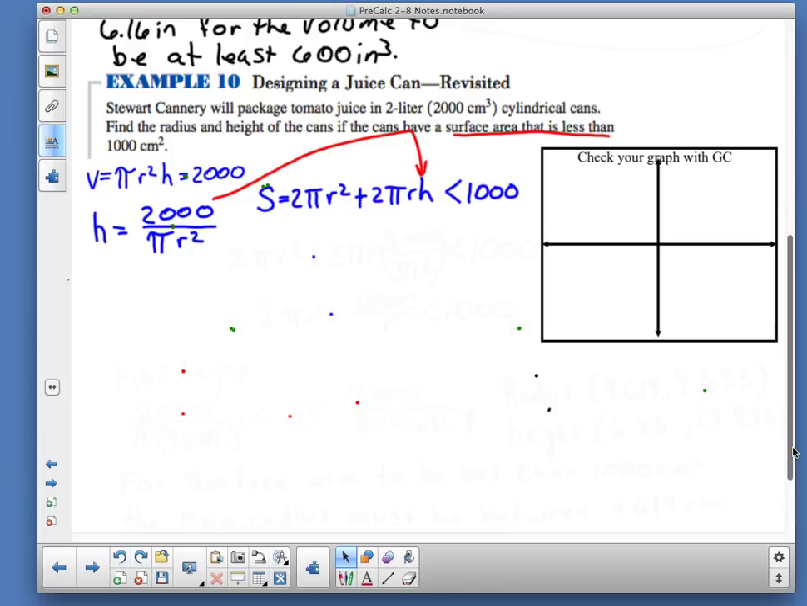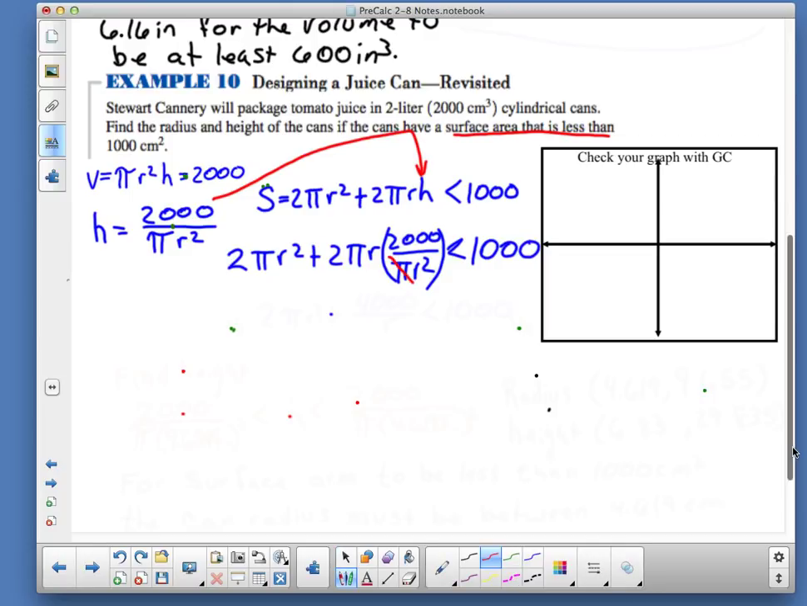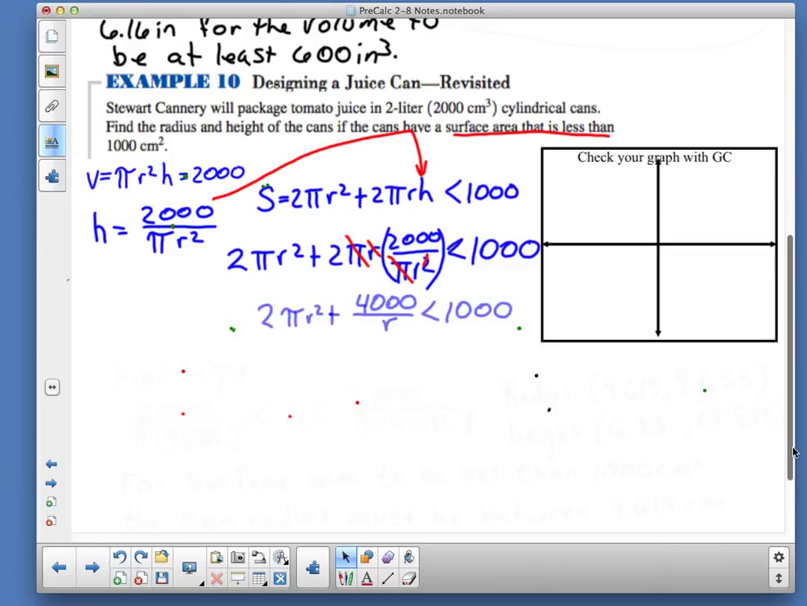Now, with all the restrictions that I've got going on, I've got this happening. And just like we did, was it 2 days ago, I think it was, I have my pi's knock out. This r squared and this r becomes just r to the first. And I got 2 times 2,000, so that's where that 4,000 comes from, over r.